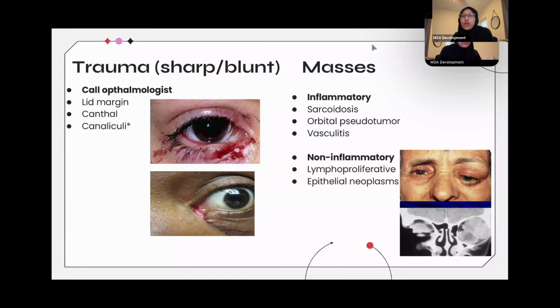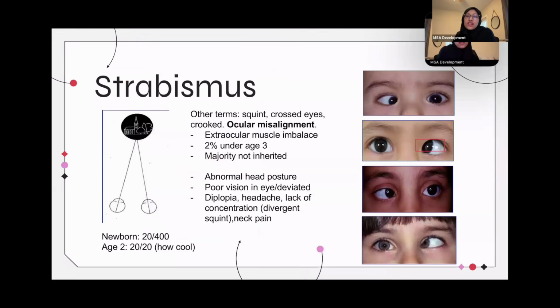What about masses that can affect the eyelid? This is not that important, but it can be inflammatory or non-inflammatory, like neoplasm tumors. Yeah, inflammatory can be due to vasculitis, sarcoidosis, other systemic diseases. She didn't focus too much on that, and it's okay not to know them all. Okay. Now let's talk about strabismus.